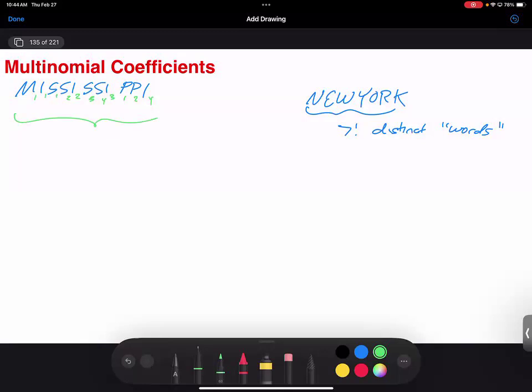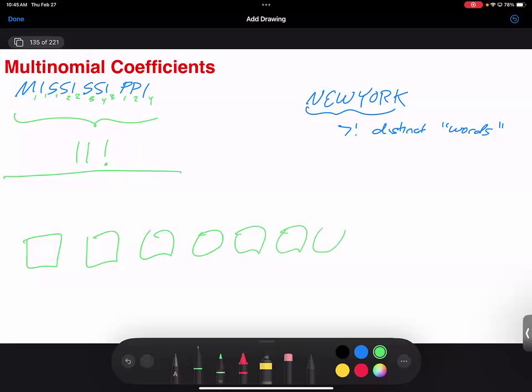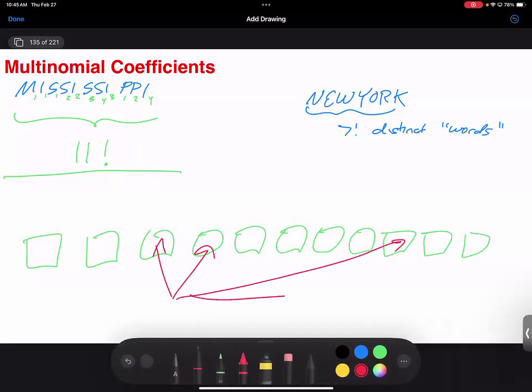It's 11 factorial. And now what we're going to do is forget about the indices. So we have 4 S's. How many ways? There's got to be 4 spots in the 11 that have an S. So maybe we have 1, 2, 3, 4, 5, 6, 7, 8, 9, 10, 11. Maybe we chose S's go here, here, here, and here.